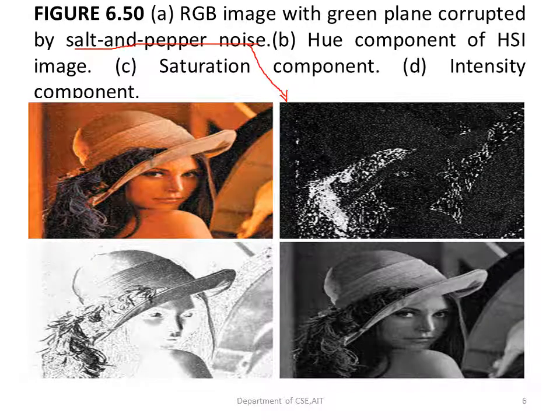When only one noise channel is affected by the noise, then when we are converting from HSI to other color images, the noise will also be spread to all the HSI component images. So in this figure, this is illustrated.